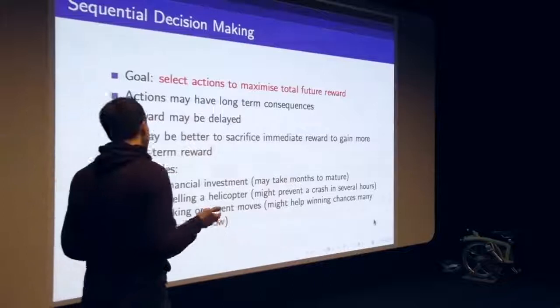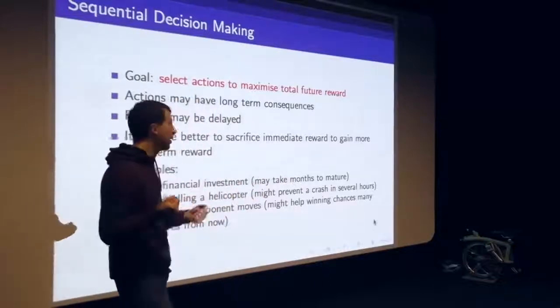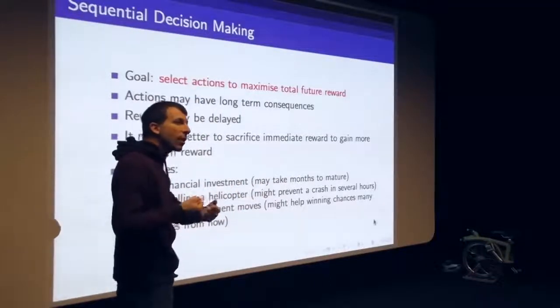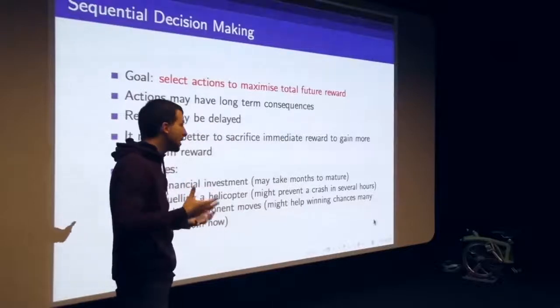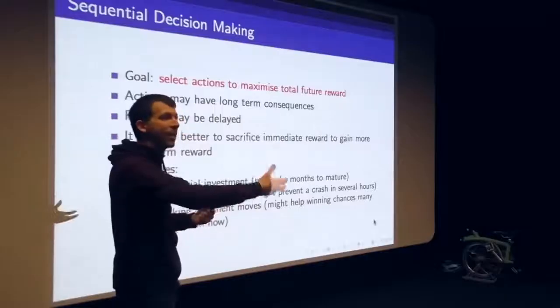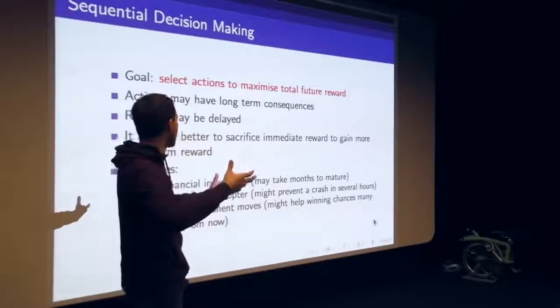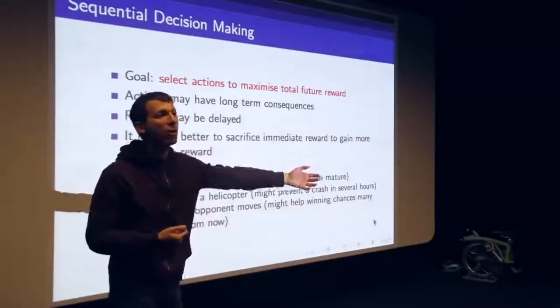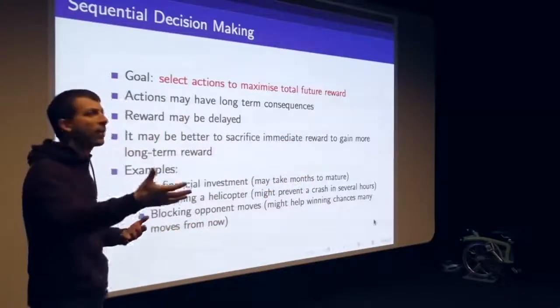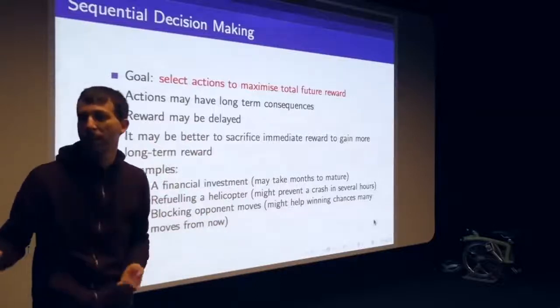Or if you're playing a game of backgammon or chess or something, you might want to choose a move which doesn't look like it's going to make you immediate gains. You don't take the opponent's queen, but instead you do some strategic thing which helps you much later on, because you think that blocking your opponent now might help you do better later on in the game.